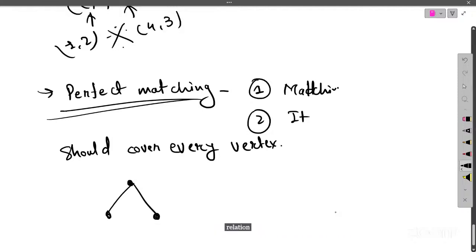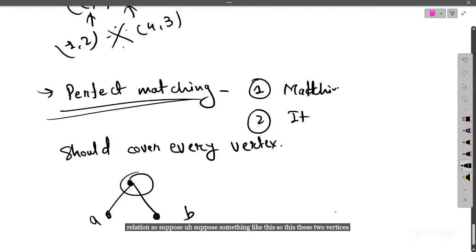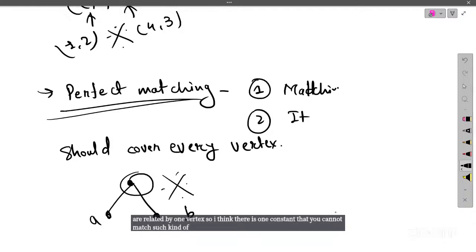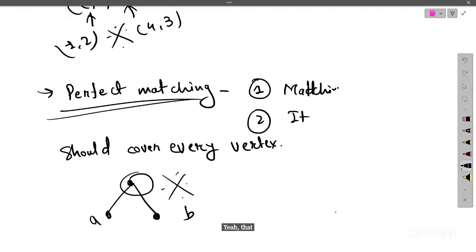Because I think there is some common relation there. So suppose something like this. These two vertices are related by one vertex. So I think there is one constraint that you cannot match such a kind of pair. Yeah, so that's the question. That problem I just pasted in the chat box, madam. So can you see? So you can use a similar way to solve this problem. Can you give us some guidelines? Yeah, sure.